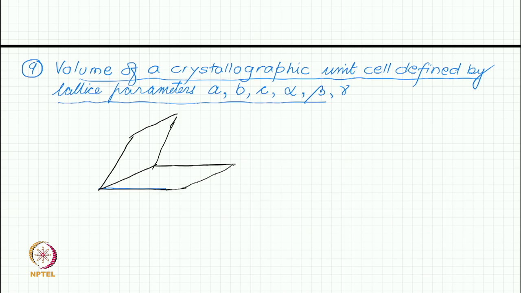So, the parallelepiped which you will form out of A, B and C with an angle of gamma, beta and alpha. So, what is this volume? Many times you require this volume for your calculation.